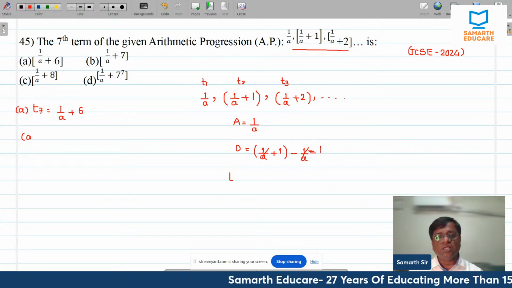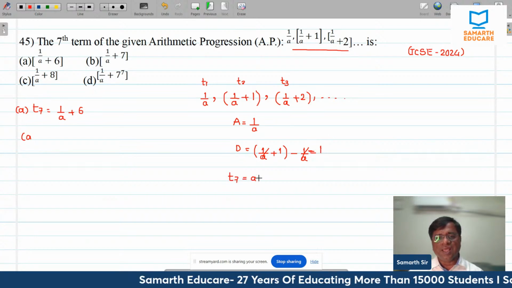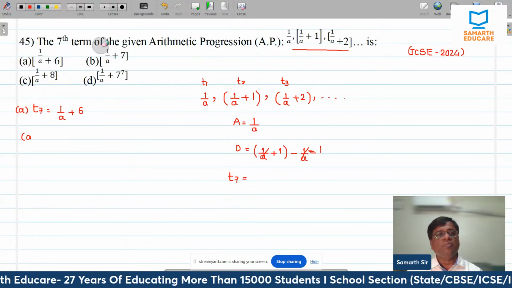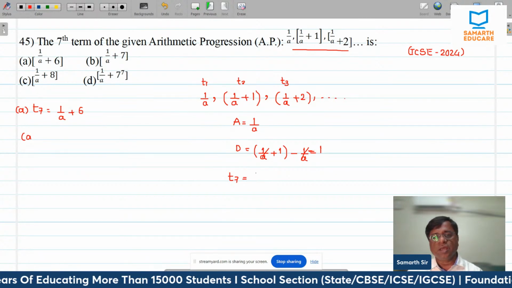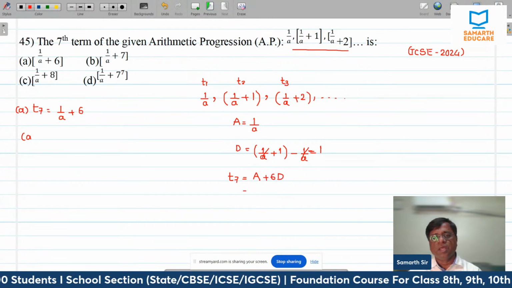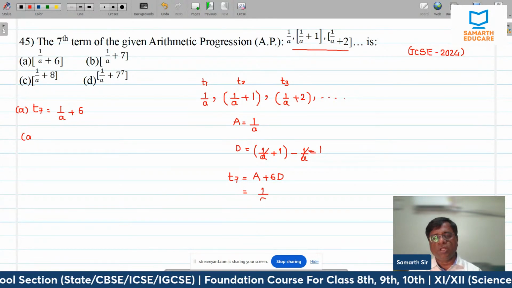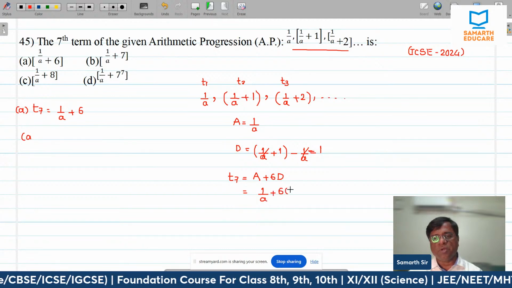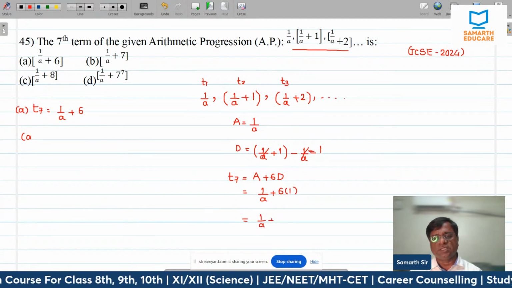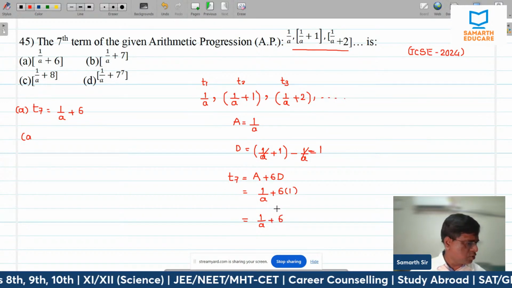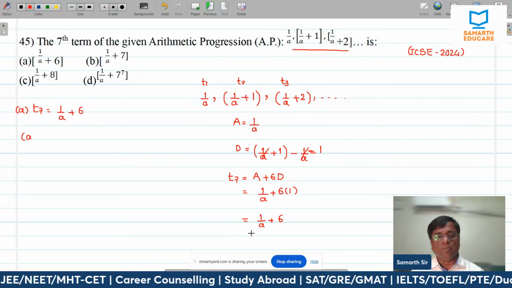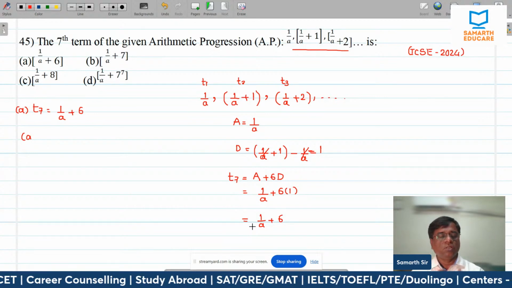So the seventh term is a plus, let me rewrite it because I'm using a capital letter A, plus 6d. Now A is 1 upon a plus 6. The common difference is 1, and hence the answer is 1 upon a plus 6. But remember, this can also be solved just by observation. You don't need to solve this actually, right?